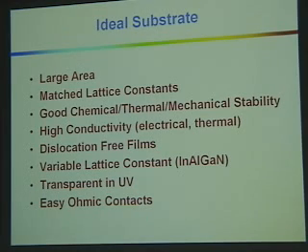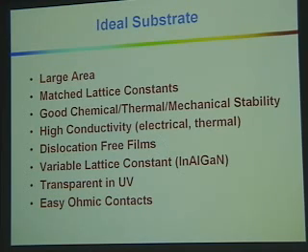Well, if I had my wish, I would have an ideal substrate. First of all, I would have a large area. That would allow production of a large number of die per wafer, high throughput, lower the cost. I would have a lattice constant that would be well matched to gallium nitride or whatever alloy I was trying to grow as my base material. I would have good chemical, thermal, mechanical stability, of course. I would have high conductivity, both thermal and electrical, and I'd like to control it either P or N type. I need the thermal conductivity to get rid of the waste energy.